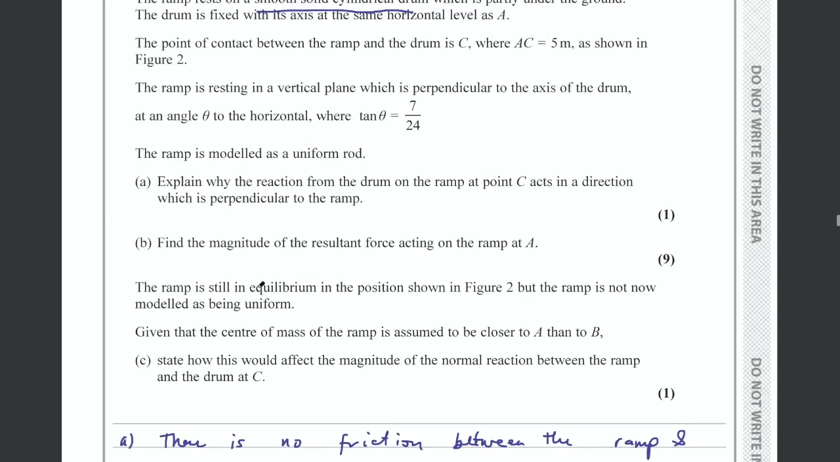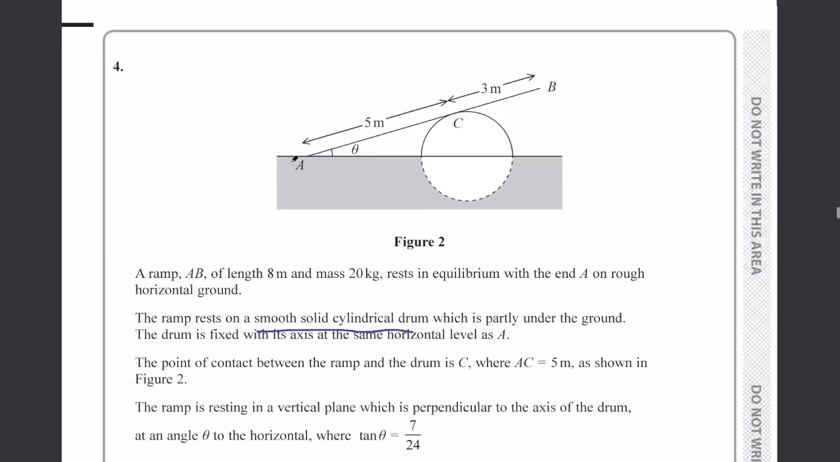That was part A. Part B says find the magnitude of the resultant force acting on the ramp at A. So at A, we're going to have some vertical component of force and some horizontal component of force. We're looking for the resultant, or the net, in effect. To find the resultant force, we need the net vertical force acting at A and the net horizontal force acting at A. How do we find those? Well, we need to consider all of the other forces acting on the rod, and then hopefully solve for these 2 forces here.